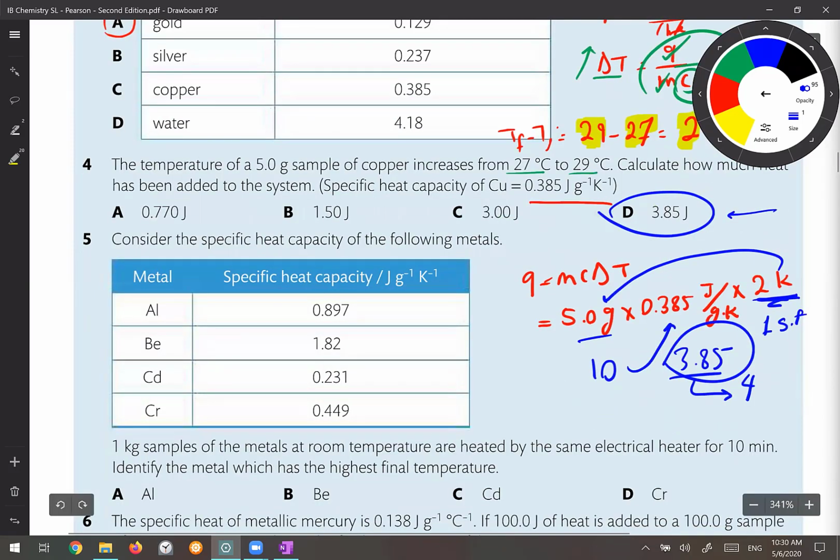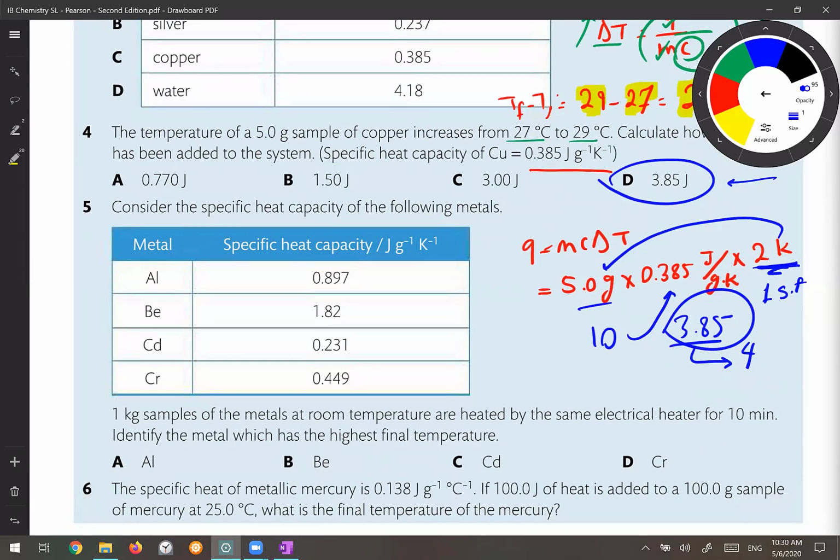Question number 5 says, consider the specific heat capacity of the following metals. 1 kilogram samples of the metal at room temperature are heated by the same electrical heater for 10 minutes. Identify the metal which has the highest final temperature.